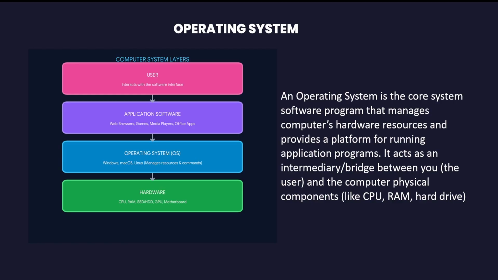An operating system is the core system software program that manages computers' hardware resources and also provides a platform for running application programs. It acts as a bridge between you, that is the user, and the computer's physical components like CPU, RAM, or hard drive. Without an operating system, you would have to write the code directly in machine language just to display a simple text on screen or even press a key on keyboard.